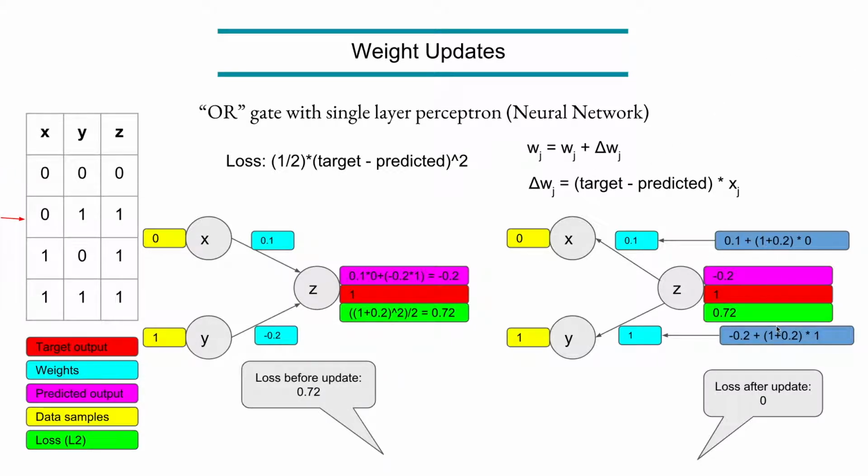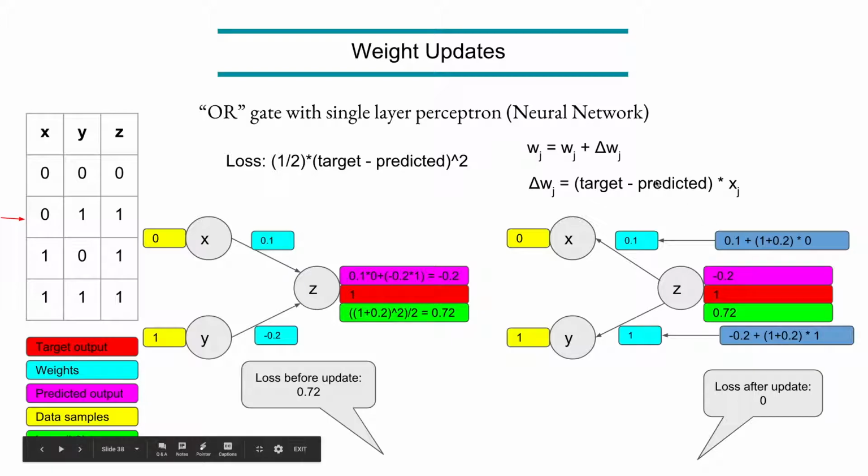So let's calculate the gradients. In order to update the weights, we need to calculate gradients. Gradient means finding the slope and the direction of the loss function. Here we use stochastic gradient descent.